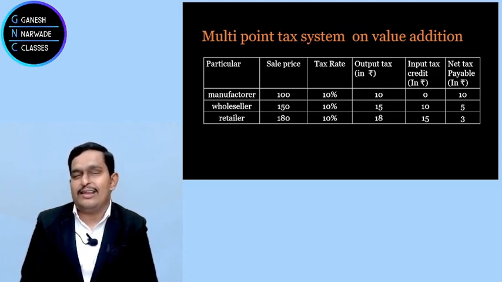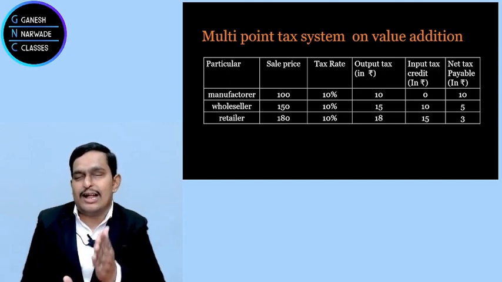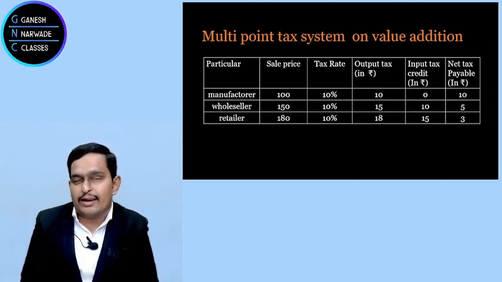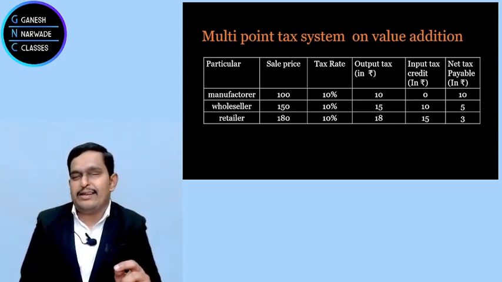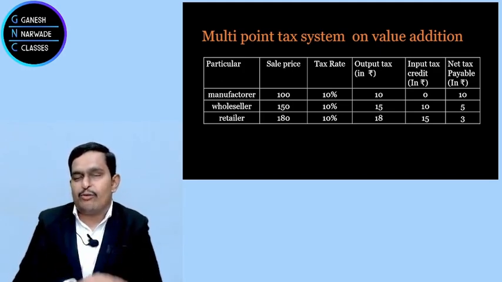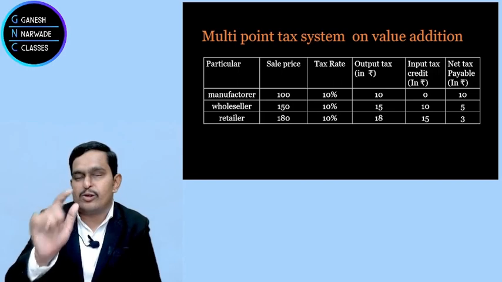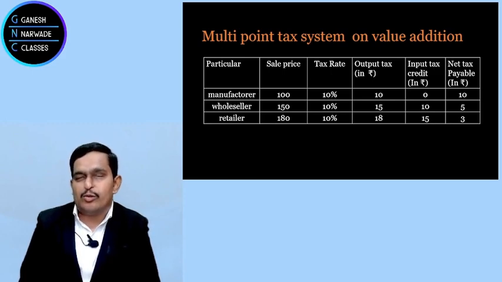That's why I was telling, in the indirect tax system, the burden is shifted to the ultimate consumer, and that's why indirect tax is a consumption based tax. Here payment is done by the manufacturer. Manufacturer paid 10 rupees to government, wholesaler paid 5 rupees to government, retailer paid 3 rupees to government, but ultimately the burden shifted to the consumer.